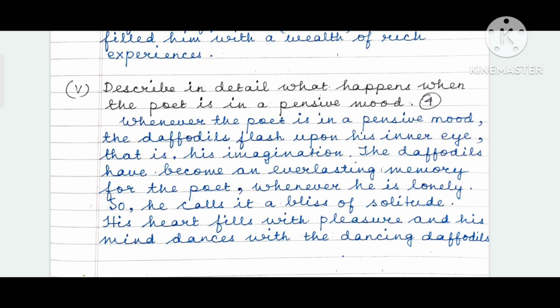Whenever he is alone, whenever he is lonely, so he calls it a bliss of solitude. His heart fills with pleasure and his mind dances with the dancing daffodils. So learn this answer from here directly.